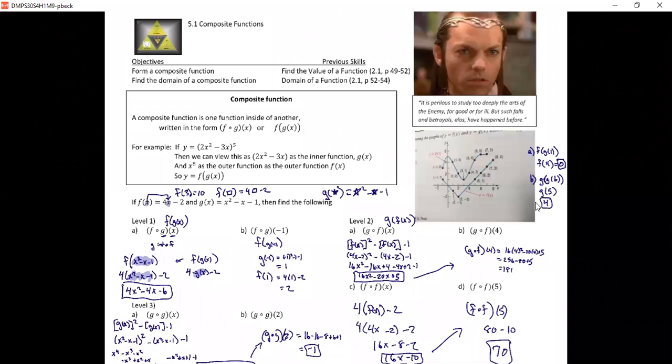Hello, pre-calc students. This is Mr. Beck. Today we're going to be talking about Chapter 5, 5.1, 5.2. 5.1 is composition of functions, and 5.2 is going to be one-to-one functions and inverses of functions.